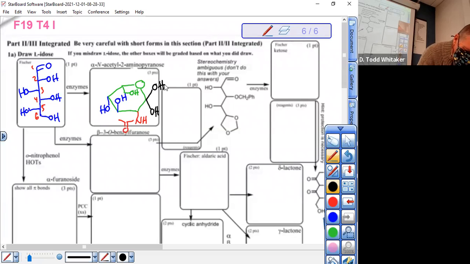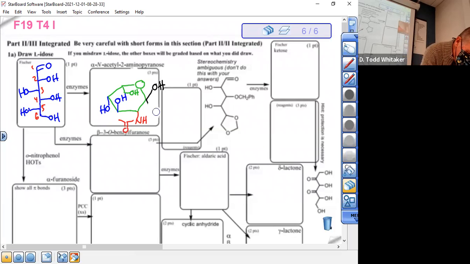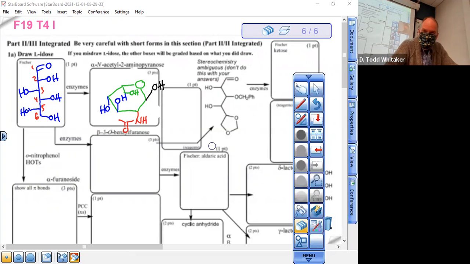This is the one where the biology teacher is wrong. Not all biology teachers. Why in this sugar is alpha up when your biology teacher told you alpha is always down? Well, the definition of alpha is this is trans to this CH2OH. It's not about up and down, it's about trans. And we finally have the right sugar.